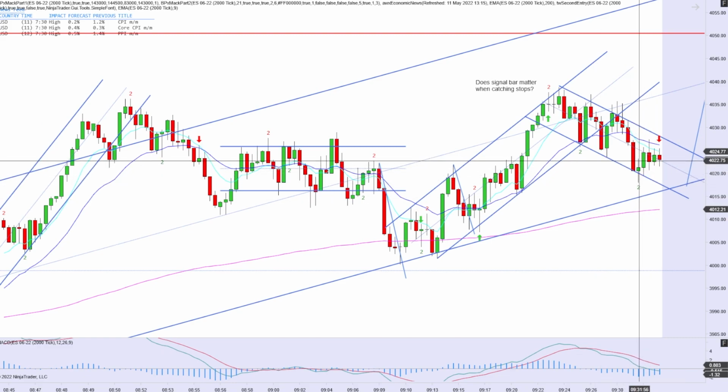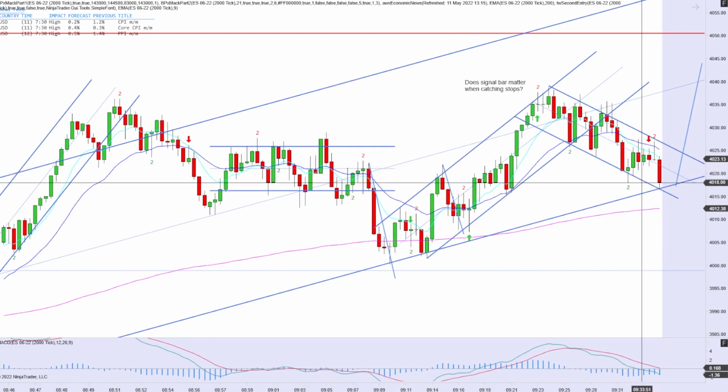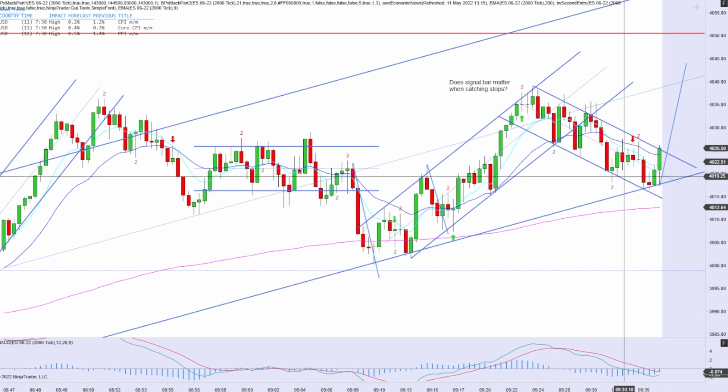Now, according to the rules we have, prices are chopping along. We don't get a close above 9 EMA here before prices come back down, get you into this trade and would stop you out as prices come back up.